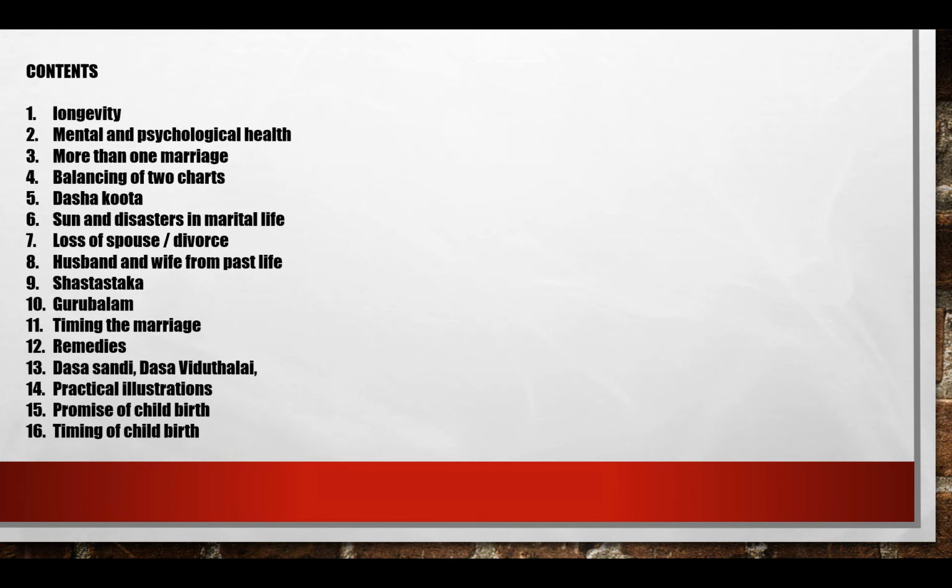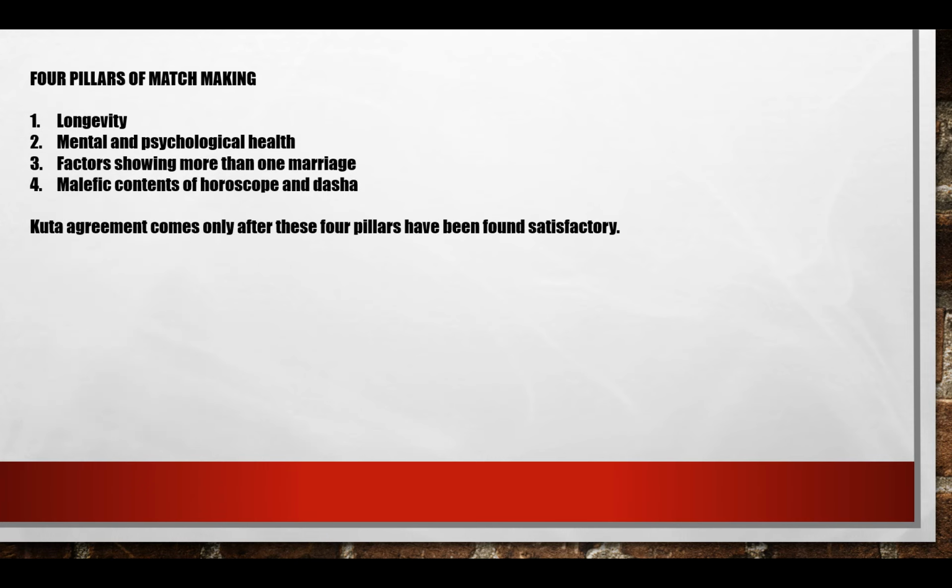So what will be discussed in the class? It is there in the contents: longevity, mental and psychological health, more than one marriage, balancing of two charts, Dashakoota, and the Sun and disasters in marital life, loss of spouse or divorce, husband and wife from past life connections, Ashtakavarga, Gurubalam, timing the marriage, remedies, Dasha Sandhi, Dasa Vidhi Dalai, and practical illustrations, promise of childbirth and timing of childbirth, all those things. Yes, I think we said that in the previous video as well. And the four pillars are very important.